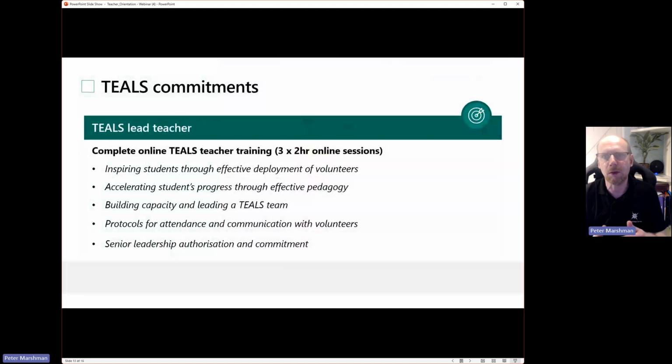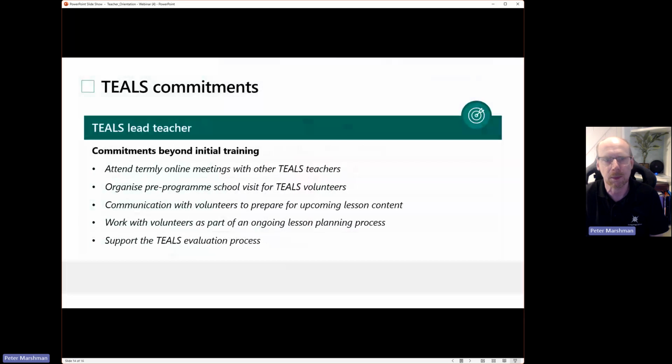We can support even the most basic processes of this in terms of logistics, in terms of how do they attend, how do they communicate with you as a department team. And then, of course, it's about your senior leadership commitment to this program. And we're providing free 2-hour online sessions that cover all of these things. So we will support you with all of these topics and help train you towards building a really effective TEALS team.